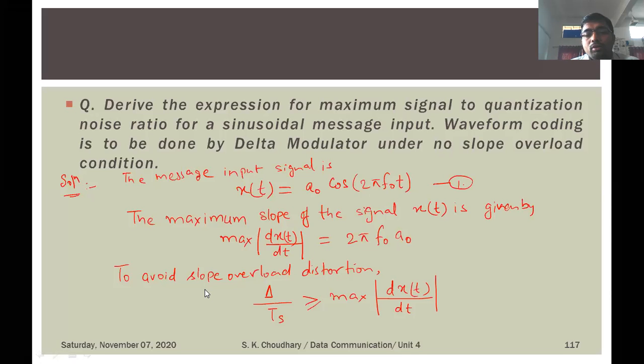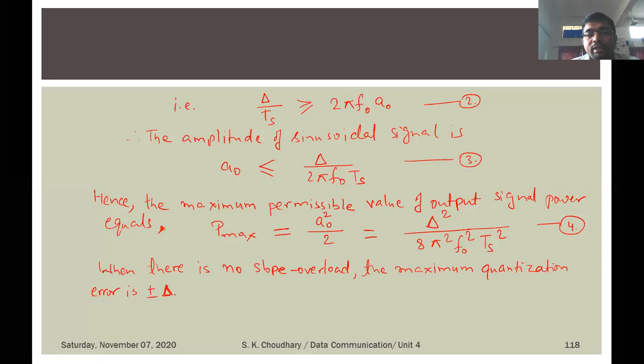Now, to avoid the slope overload distortion, this is the condition that we have learned in the theory: delta, the step size, upon Ts should be greater than or equal to the maximum slope of the signal. Under this condition we substitute the value of this maximum dx/dt. You would find that delta upon Ts is greater than or equal to 2 pi f naught a naught. This is equation number 2, the amplitude of the maximum slope of the signal.